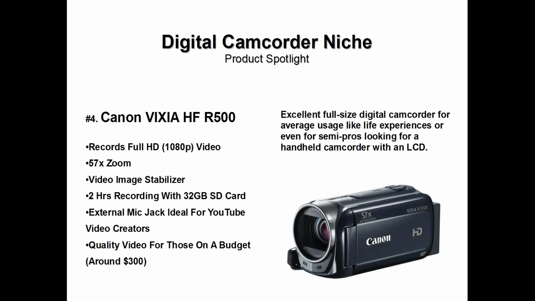For people that are looking for a handheld camera for YouTube creation, perhaps, this thing is also really cool because it has an external mic jack, so you can plug in your own mic if you don't want to use the onboard mic that this thing already has. So once again, this is quality video for those that are on a budget. It's about $300 or so. It also includes, as you can see here, an LCD screen that flips out. So this is going to be for your average everyday person, or maybe even for semi-pros looking for a decent digital camcorder that's not going to also break the bank.